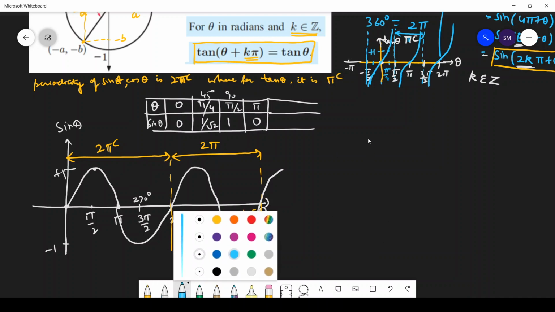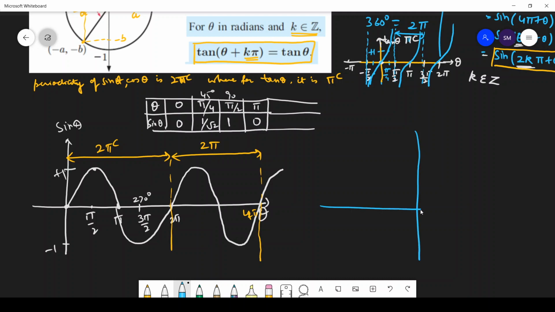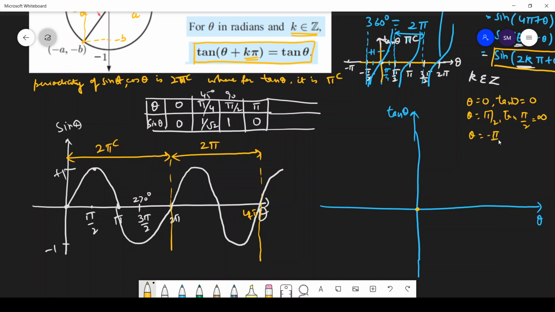Same for the cos function. Now what about the tan function? This is theta and this is tan theta. So the value of theta is 0, tan 0 equals 0. Theta equals 90 degrees, so tan 90 degrees will be equal to infinity. Theta equals minus pi by 2, tan minus pi by 2 will be equal to minus infinity. You know tan is an odd function.